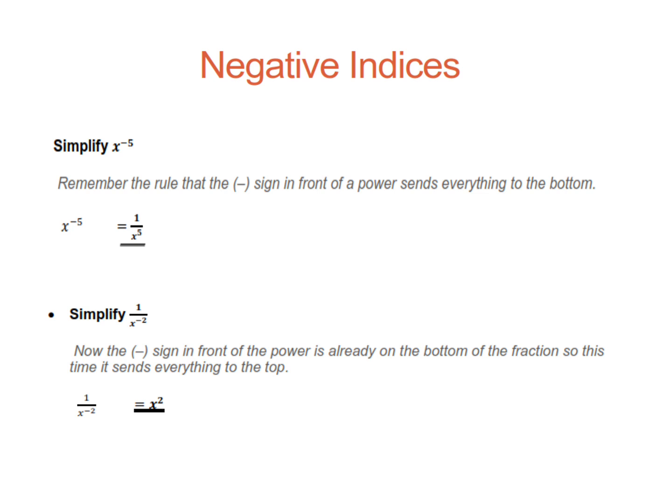Now the second example which I have given is 1 over x to the power of negative 2. Here the negative sign is in front of the power and it is already on the bottom of the fraction. So what happens? Just send it to the top. That is, 1 over x to the power of negative 2 turns out to be x to the power of 2. Since it is already on the bottom of the fraction, it goes to the top.